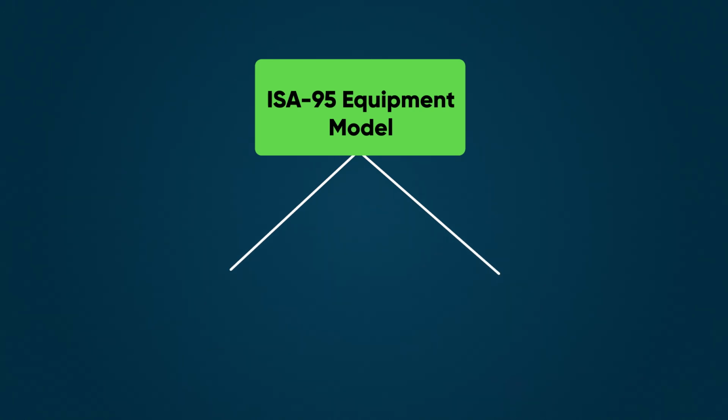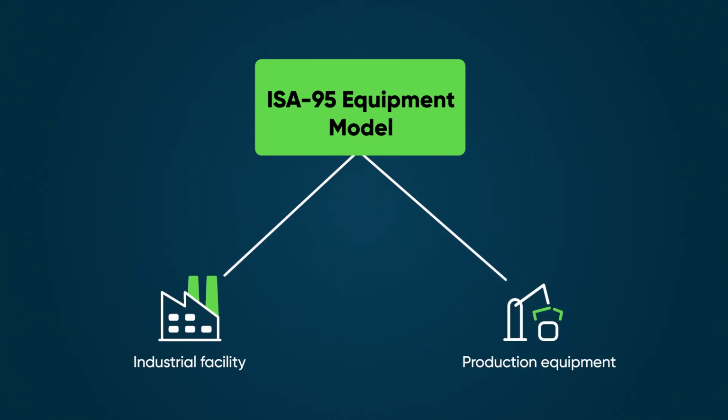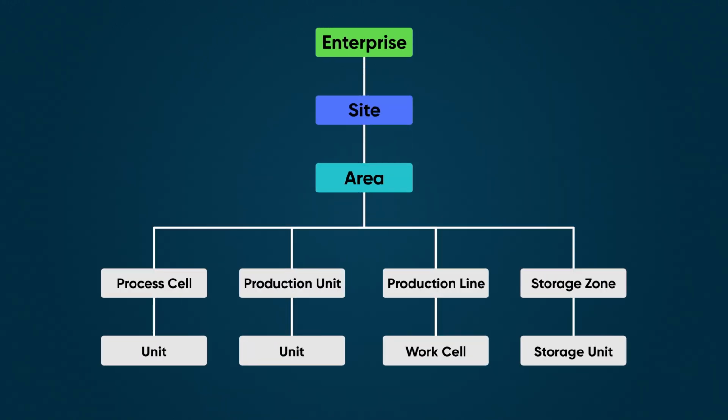The ISA 95 equipment model is an industry standard that represents an industrial facility and the production equipment in it. This model begins at the enterprise level and contains a detailed hierarchical structure that describes each industrial site.